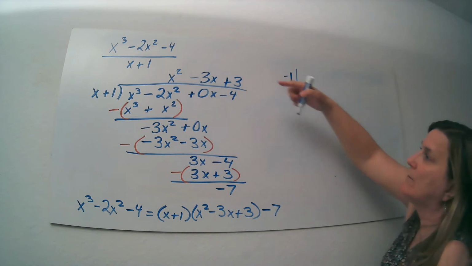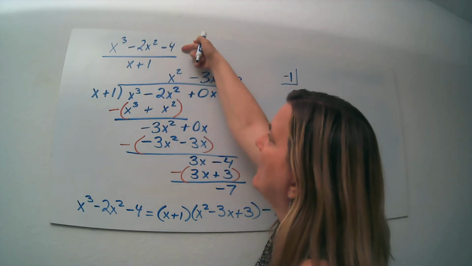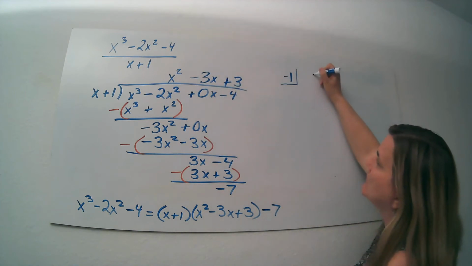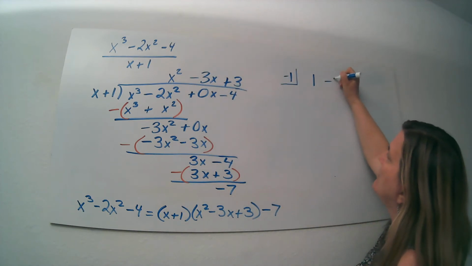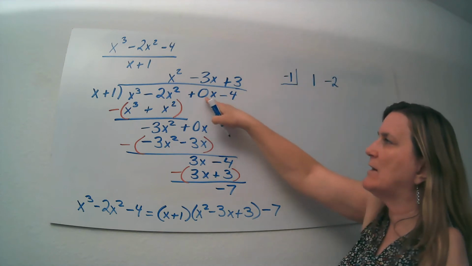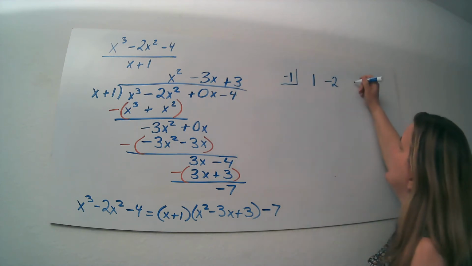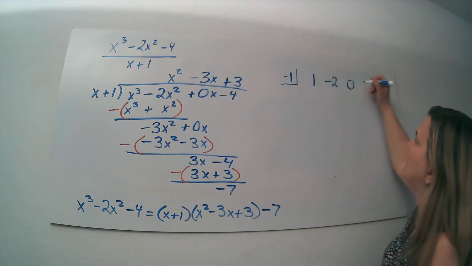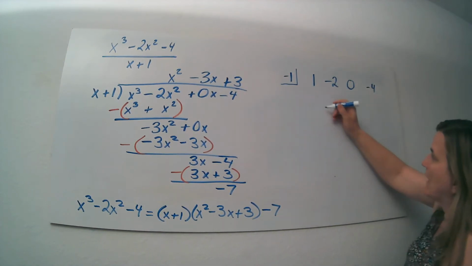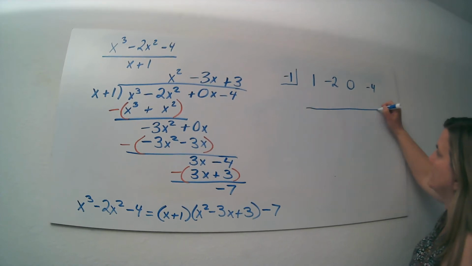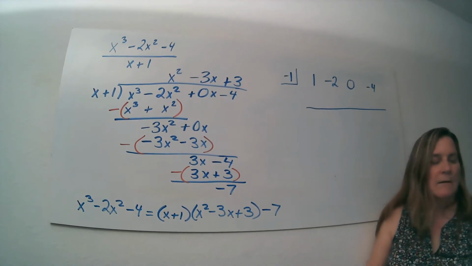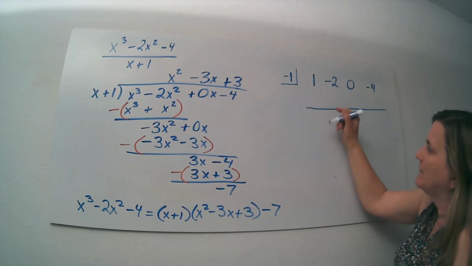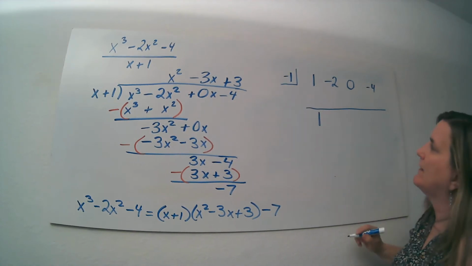Next to it, I write all of the coefficients of the dividend. That's this polynomial. So the coefficients are 1, -2, and just as we had a placeholder here, we need a 0 as well when using synthetic division, and -4. I'm going to leave a little space and then draw a line. We bring down our first number, and I'm dropping it down below the line.